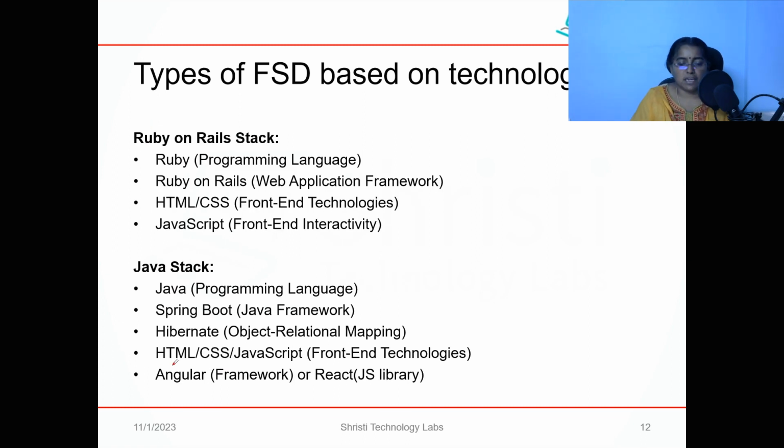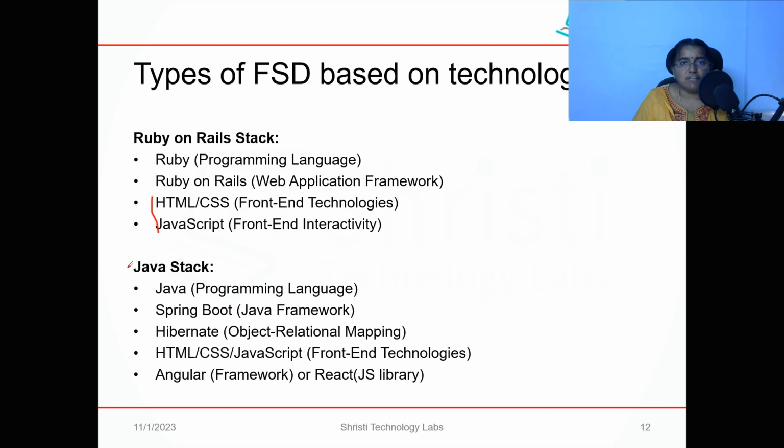Next one is Ruby on Rails. Ruby, the programming language. Ruby on Rails is the framework. HTML, CSS, JavaScript is for the front end. Again, here also you can use any JavaScript framework for front end development.